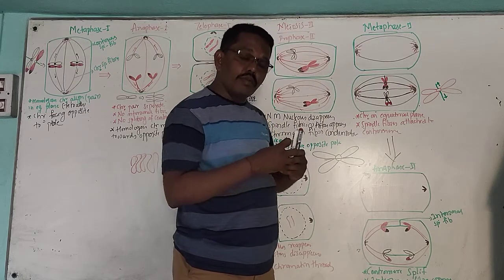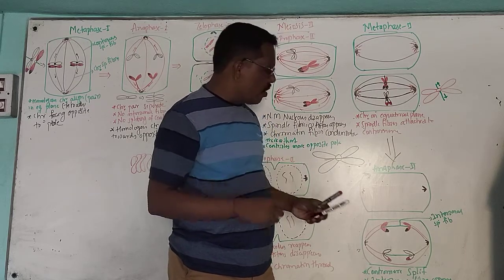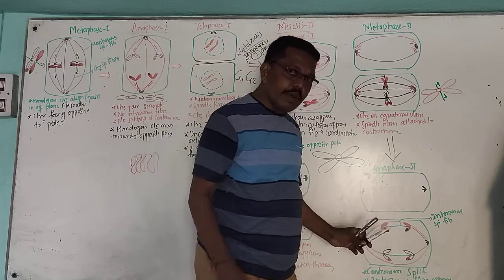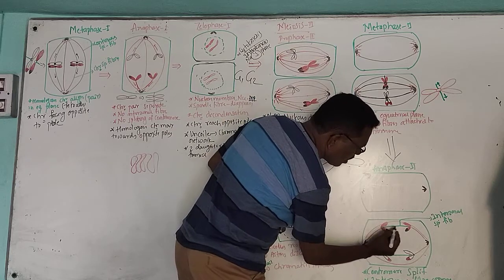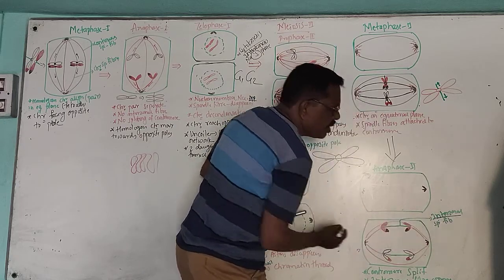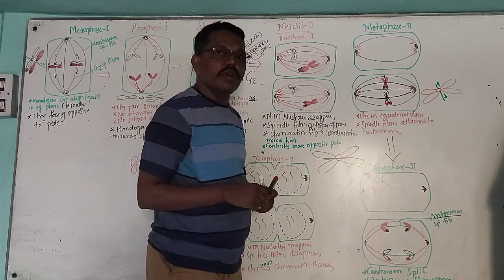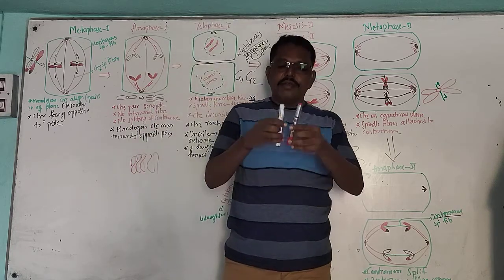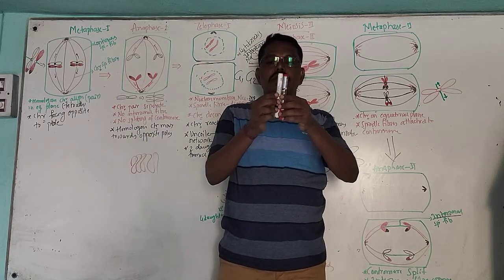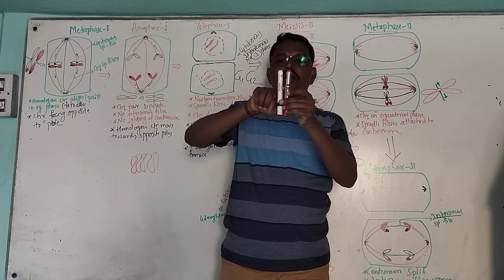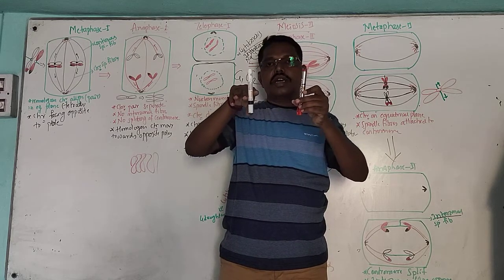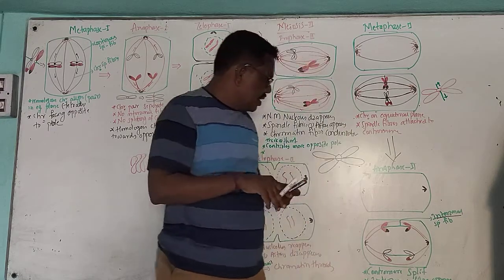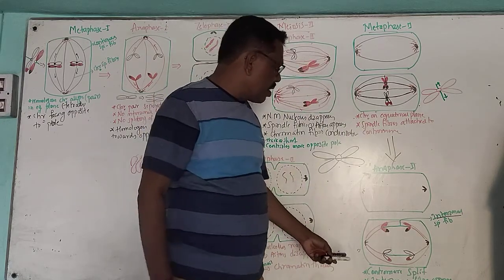Sir, how will they move towards the opposite poles? Because in between the two chromosomes, there is a formation of what? Interzonal spindle fiber will originate. Then in between these two chromosomes, there is a formation of what? Interzonal membrane will originate. Then they will move towards the two opposite poles. Hence here the interzonal membrane will be formed.